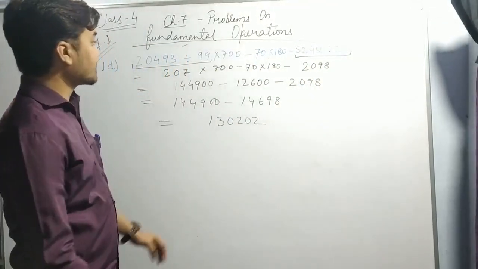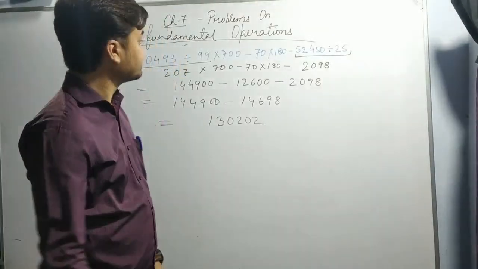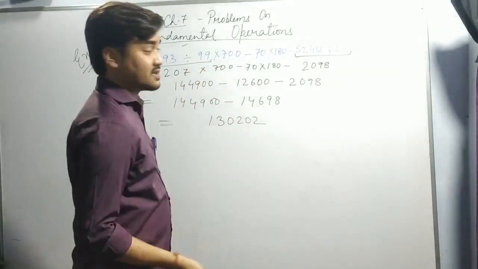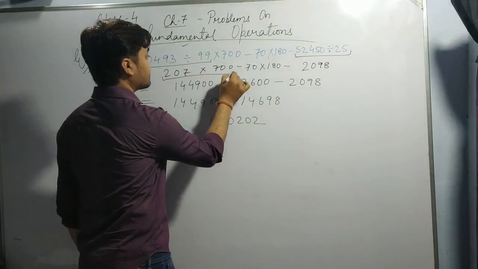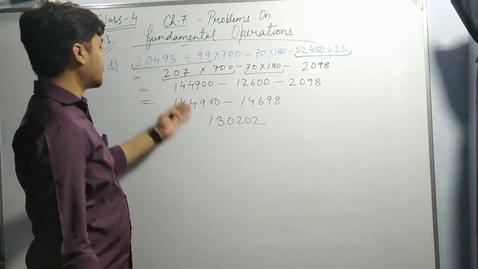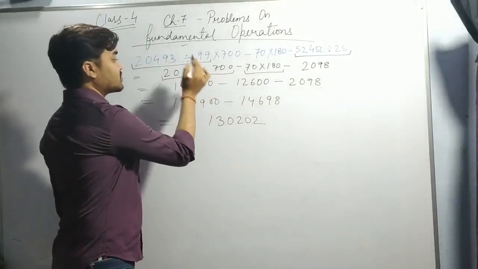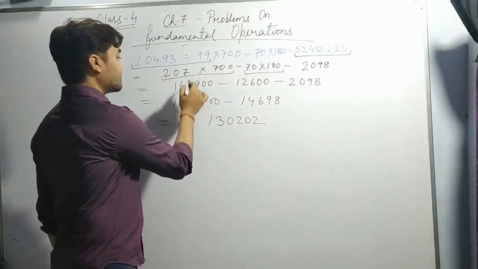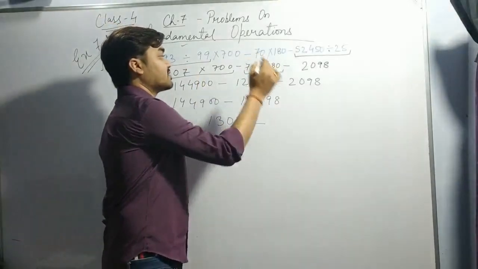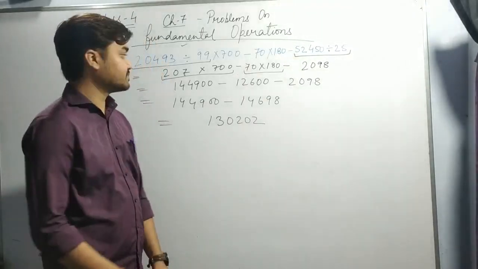Clear? Now the second step is multiplication. Again two places are there where multiply signs are there. One is this one and one is here. We will proceed to the next step. When we multiply 207 with 700, we will get 144,900. And when we multiply 70 with 180, we will get 12,600.